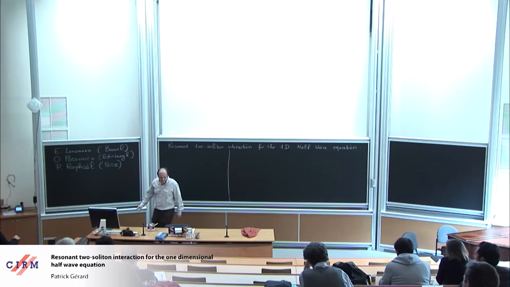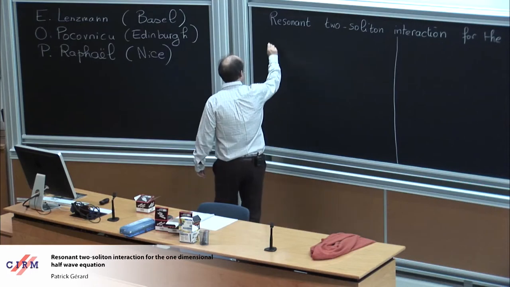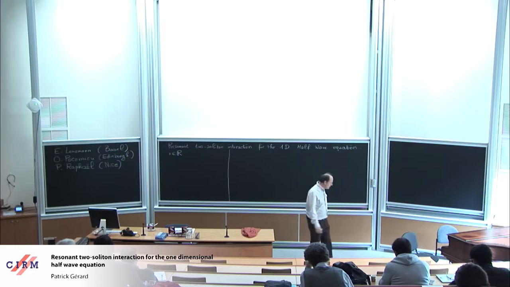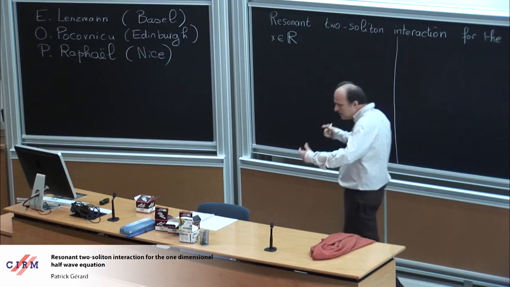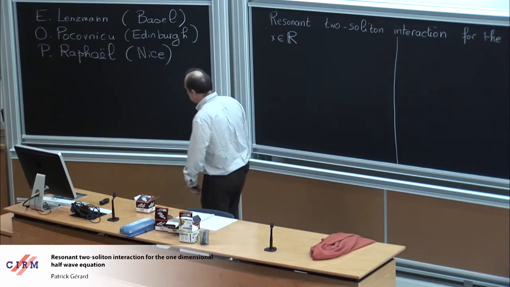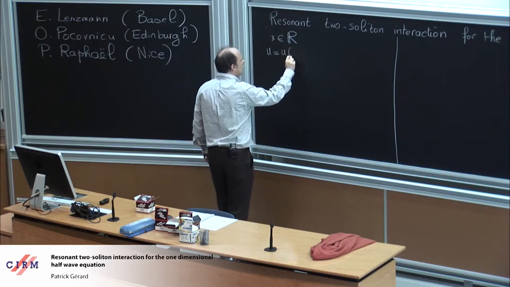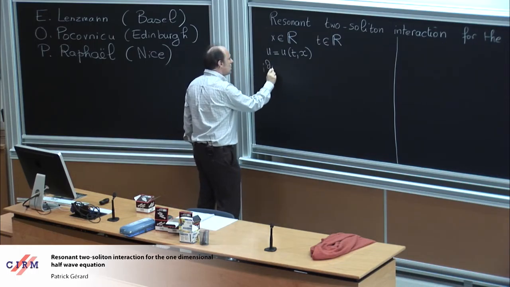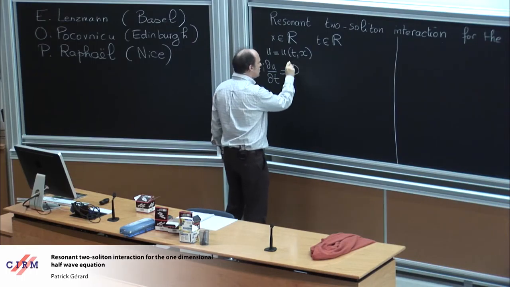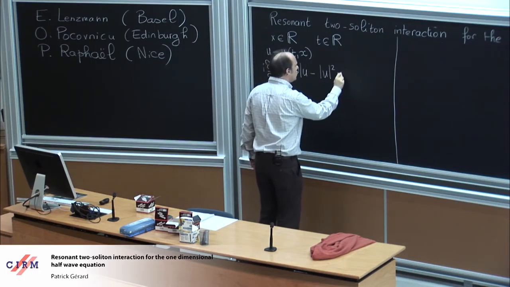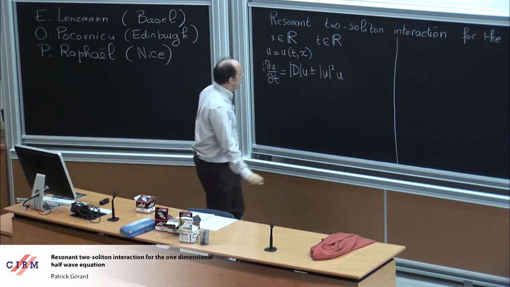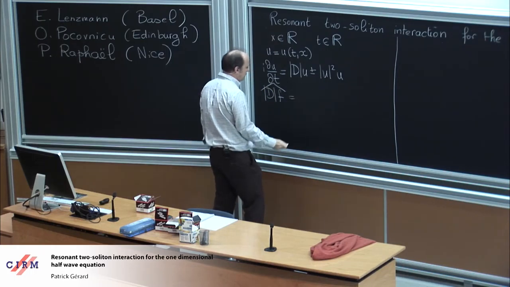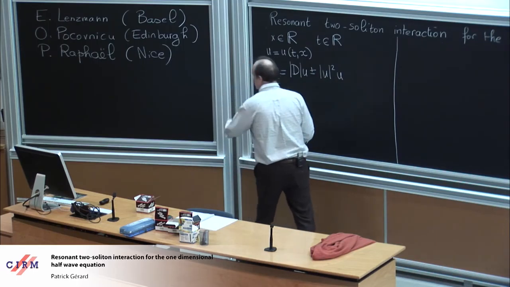So this equation is a very simple one-dimensional equation. So x is in R, in our case. It could be also in the torus, but the situations are slightly different, and the problems I'm going to talk about are not that easy to generalize to this case. So it's a Hamiltonian PDE, so the function u is a function of t and x, where t is in R, and the equation looks like this: i ∂u/∂t = |D|u − |u|²u, plus or minus for the moment. So |D| is the classical half Laplacian, so it's the square root of minus ∂x².